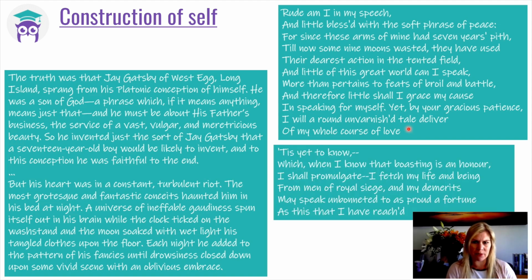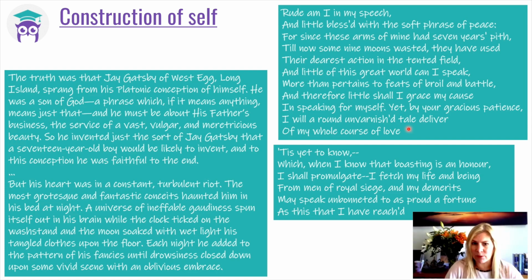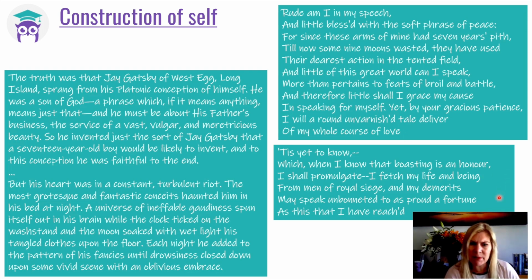What's also interesting about the way he presents himself and his sense of self is that he's not truthful about his origins, about his roots. He says to Iago, "when boasting is an honour, I shall promulgate." So he's saying, if there's a time when boasting is okay, then I'll tell everyone that "I fetch my life and being from men of royal siege, and my demerits may speak unbonneted to as proud a fortune as this that I have reached." So hang on a minute, he's saying to Iago, oh, actually, I am royalty. I'm of royal birth. That's where my family are royalty.